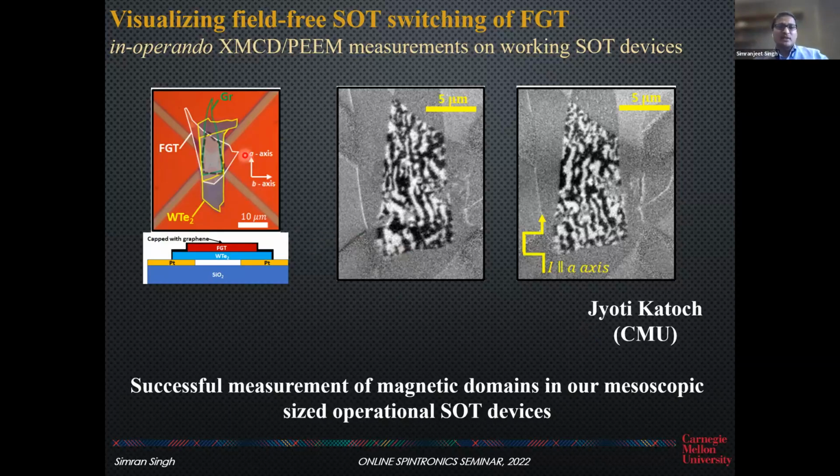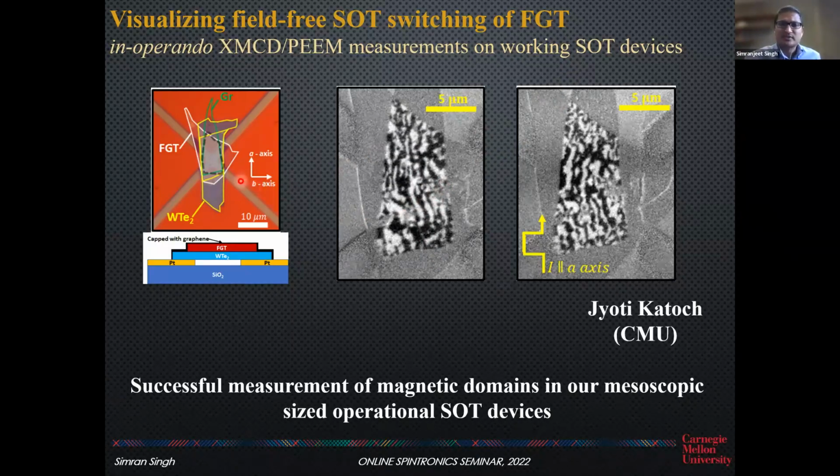So for these devices, of course, there are some challenges associated with running XMCD measurements. We figured out a lot of technical details in these devices, where we had WTe2 and FGT on top, and our FGT is covered with a single layer of graphene, just to protect against oxidation. Not surprisingly, we only see magnetic domains under beam XMCD when graphene is covering the FGT.